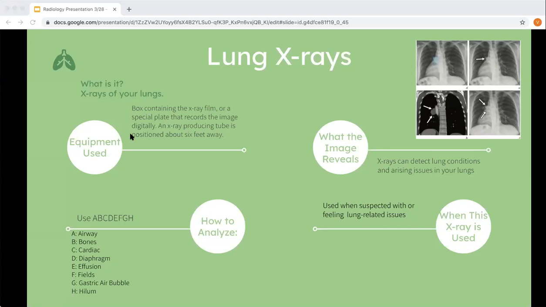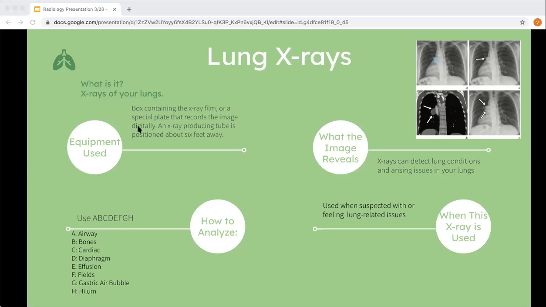Identify the major fissures. If you can see them more obvious than usual, then this could mean that fluid is tracking along the fissure. Additionally, look at the lung fields and check for infiltrates, as well as identify the pattern of infiltration. Next, check the gastric air bubble. Check for the correct position and look for free air. Finally, check the hilum for correct position and size, as well as enlarged lymph nodes and mass lesions. Lung X-rays are used when one is feeling lung-related issues, such as shortness of breath, but also when it's suspected there is an issue in the lungs.